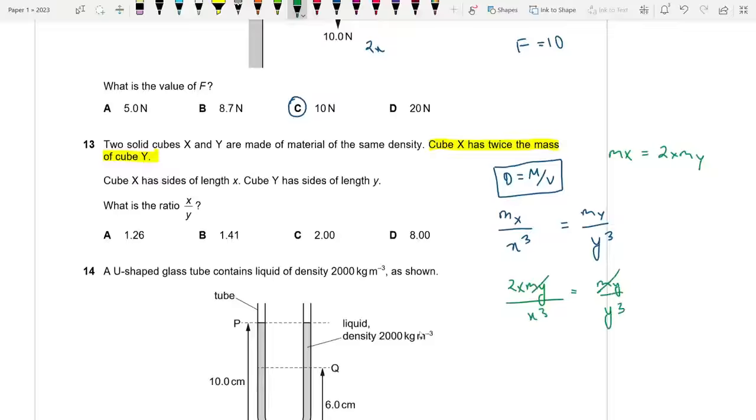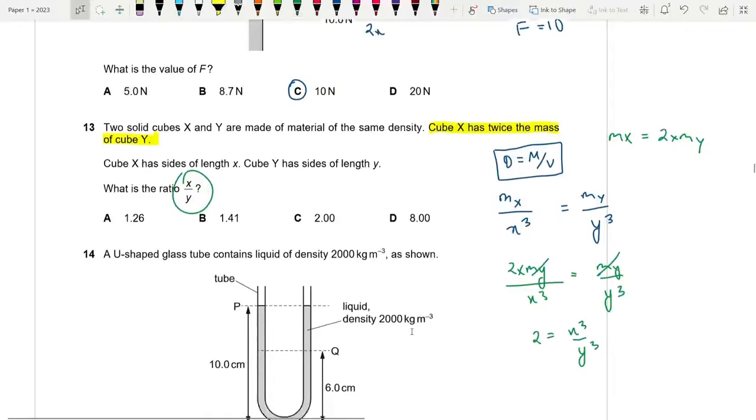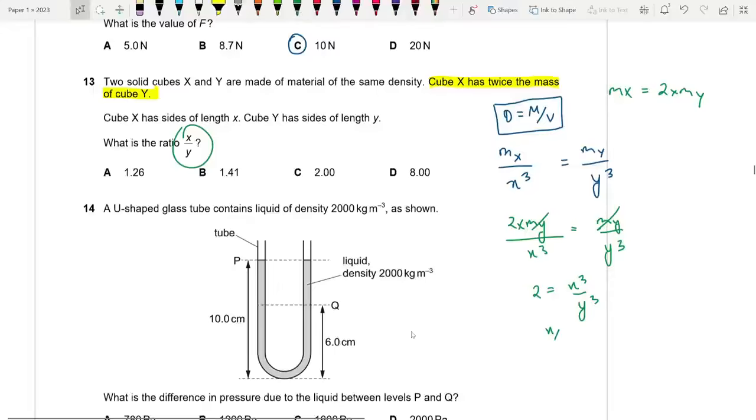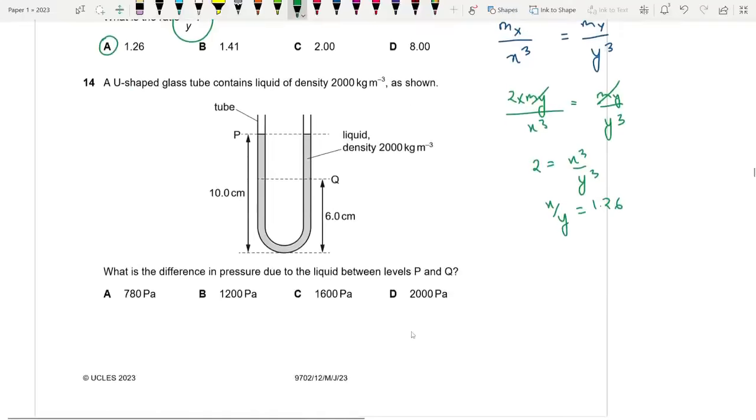So we can get rid of this. We need to find out the ratio of x by y. So if I cross multiply this, I end up with 2 is equal to x cube by y cube. Now if I cube root both sides, what do I end up with? X by y is equal to cube root of 2, which is 1.26. So yeah, I'm gonna go with 13A. That is our answer.